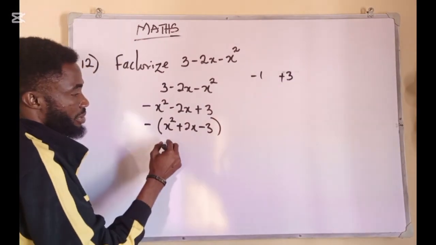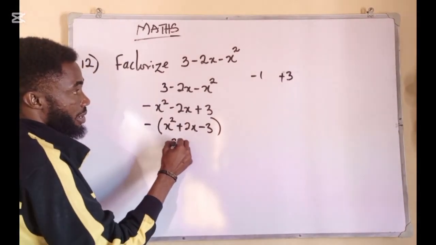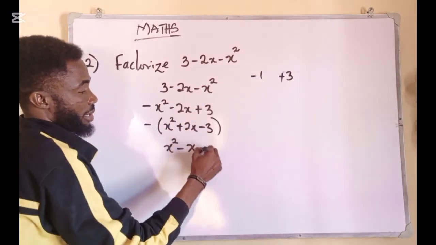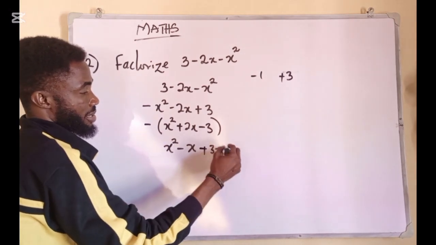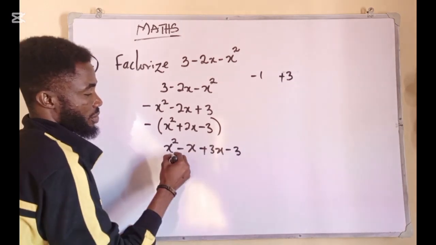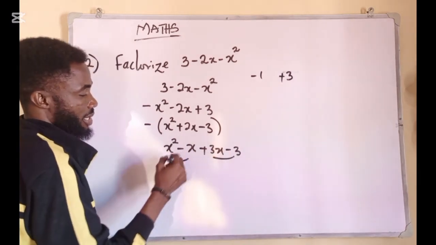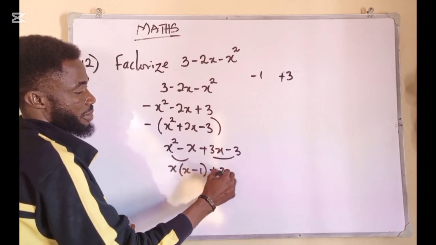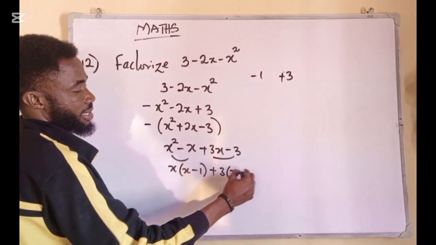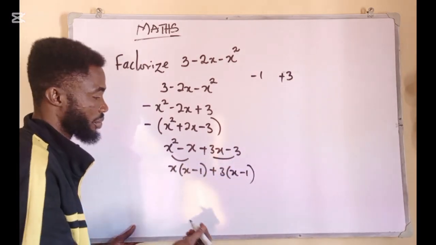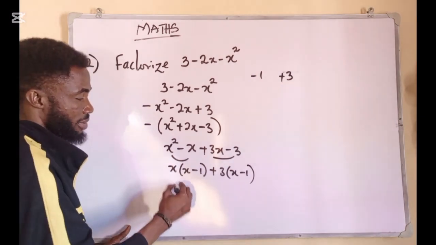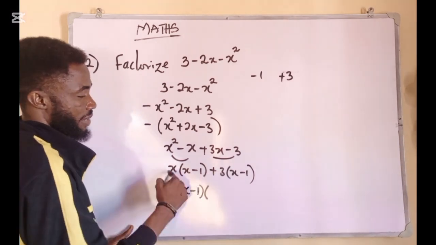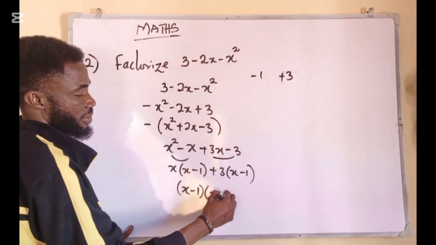So now I have x squared here, then negative x, which is negative 1, then plus 3x here. This comes down as negative 3, as we know. What is common here? We have x in the first two terms, so x times x minus 1, then plus 3, which is common here, times x minus 1. So I have x minus 1 as a factor, and x plus 3.